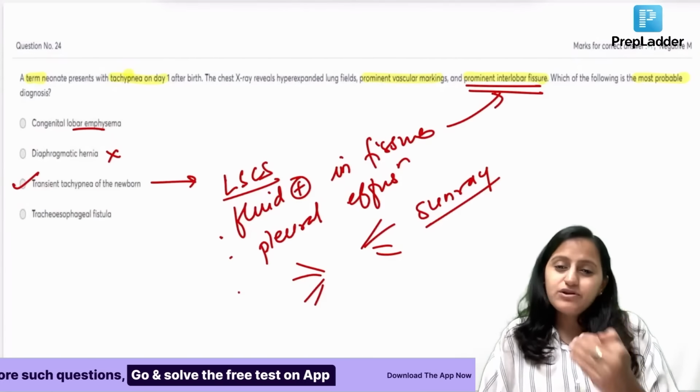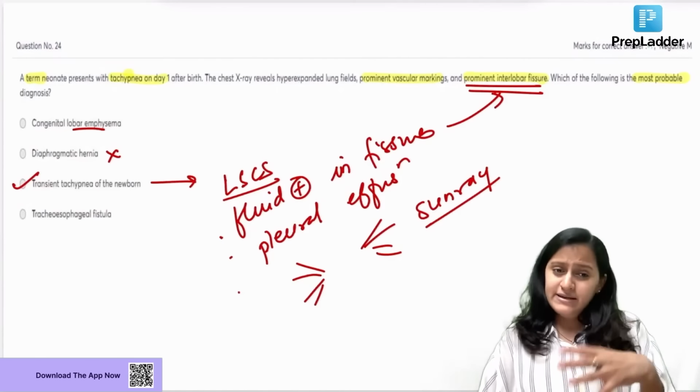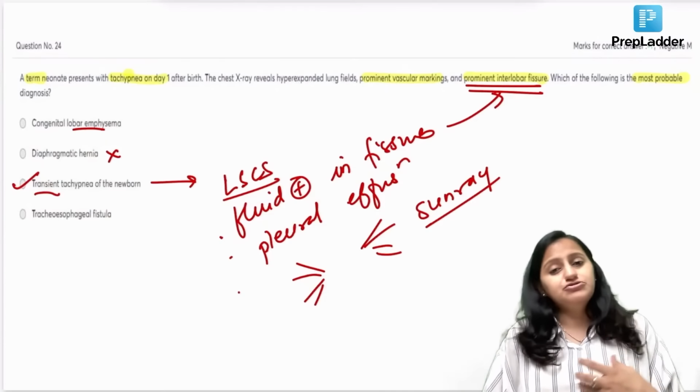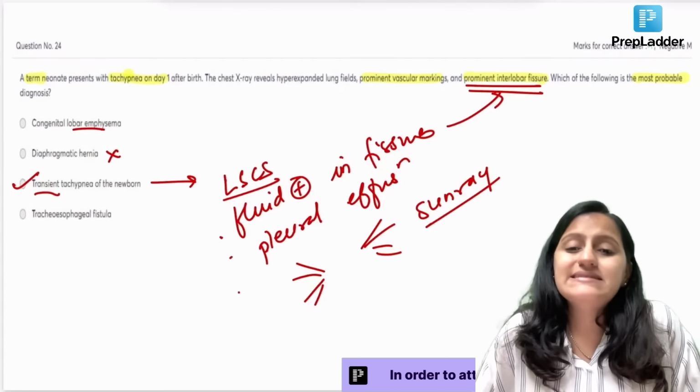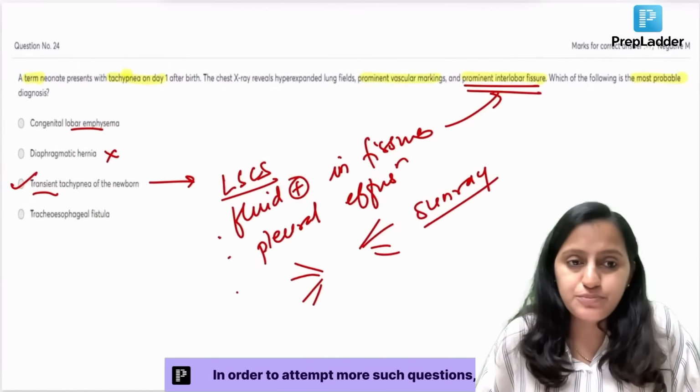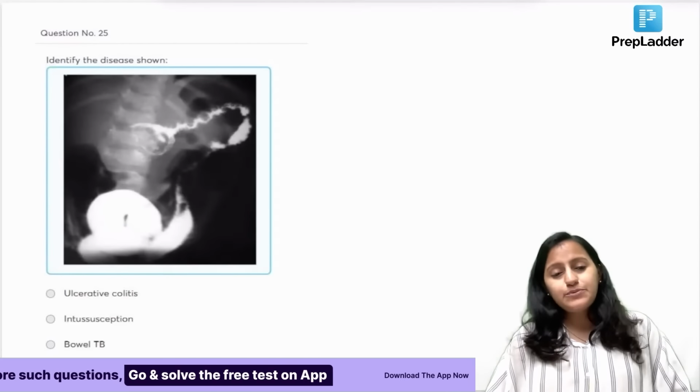All this, when the fluid gets drained off, then the tachypnea, the breathlessness goes off. And that is why this is called transient. Okay. So remember, this is going to be transient tachypnea of the newborn. Okay. Next one. What sign are you seeing here and what is the diagnosis?